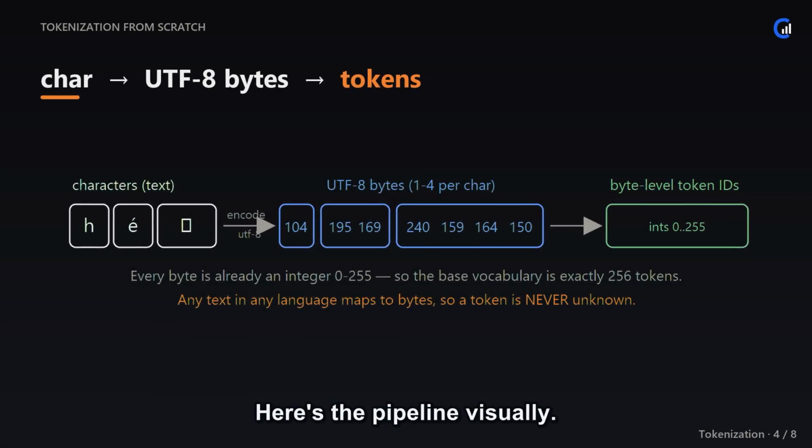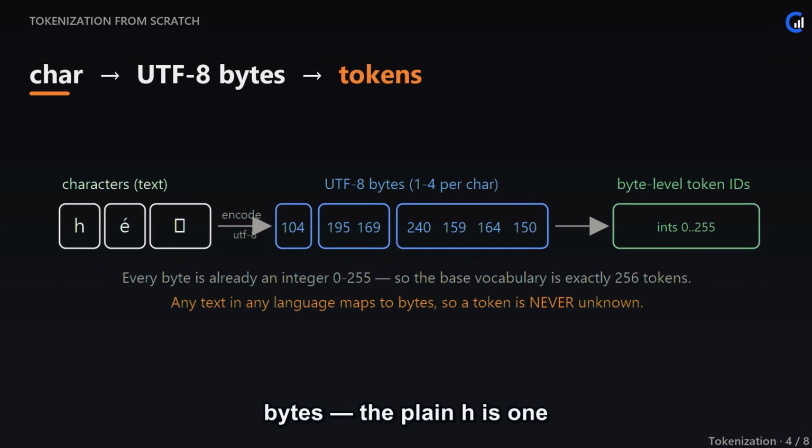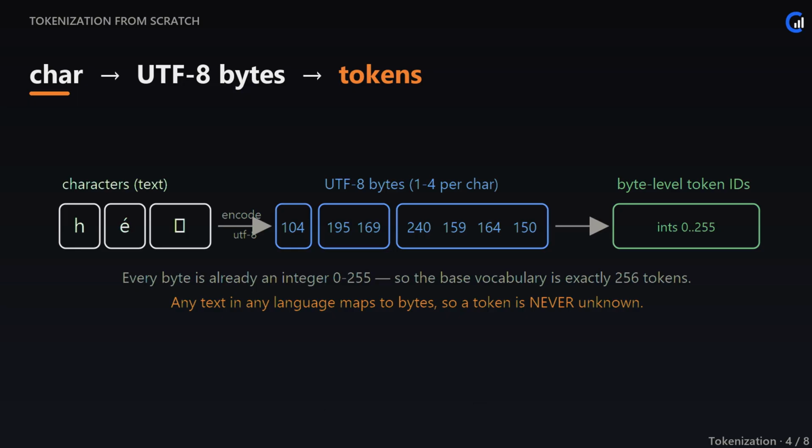Here's the pipeline visually. Each character becomes 1 to 4 UTF-8 bytes: the plain H is 1 byte, the accented E is 2, the emoji is 4. Those bytes are already integers from 0 to 255, so the base vocabulary is exactly 256 tokens. Because any text in any language reduces to bytes, a token is never out of vocabulary. That's the unknown token problem, gone for good.